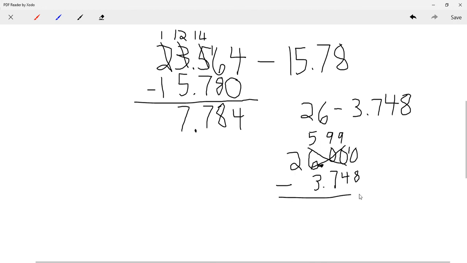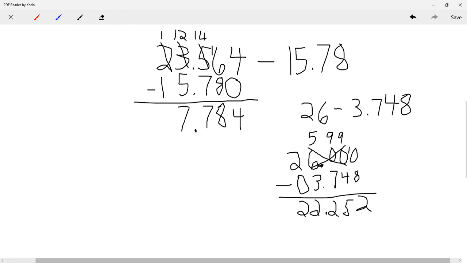So 10 minus 8 is 2, 9 minus 4, 5, 9 minus 7, 2, bring the decimal down, 5 minus 3 is 2, and it becomes 2. Oh, I almost forgot this 2 in the 20. And then you can add a 0 here too. 2 minus 0 is 2. So it is 22 and 252 thousandths.